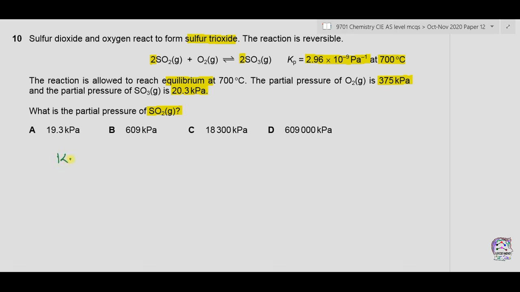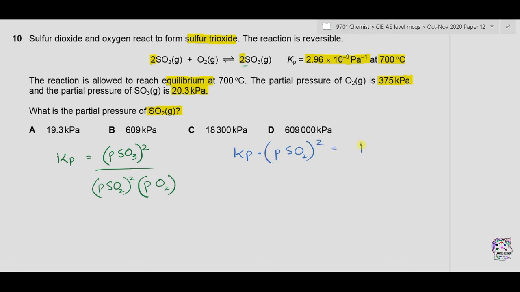We can start with the formula of partial pressure. Kp is equal to the pressure of the product, which is sulfur trioxide, raised to the power of its number of moles. We have 2 moles of SO3, divided by the partial pressure of each of the reactants. So we have SO2 raised to the power of its number of moles, into the partial pressure of oxygen raised to power 1. As we have to find the partial pressure of SO2, we can write Kp into pressure of SO2 squared equals pressure of SO3 squared divided by pressure of oxygen.